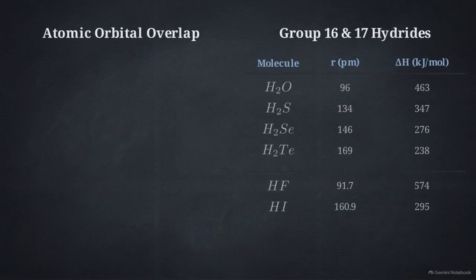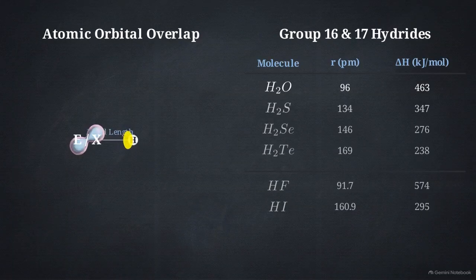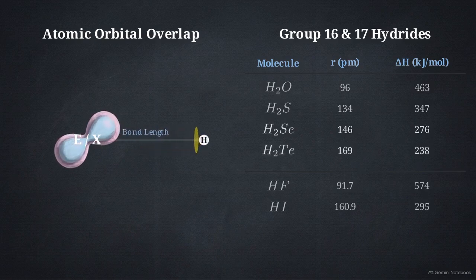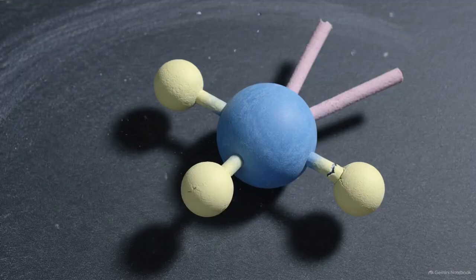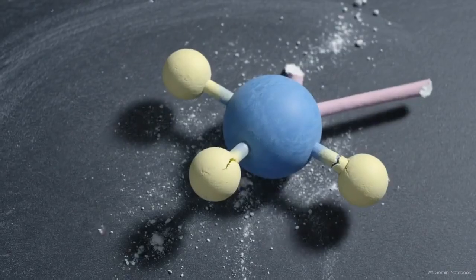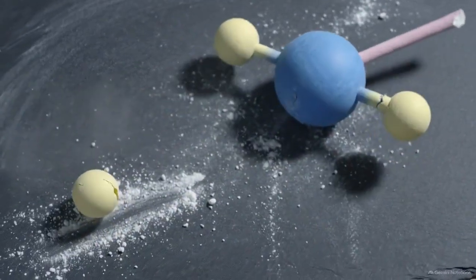Moving down their groups, hydrides and hydrogen halides follow specific physical trends. As the central atomic radius increases, the orbital overlap with small hydrogen atoms decreases. This reduced overlap leads to lower bond dissociation enthalpies and decreased thermal stability. Weaker bonds allow for the easier release of hydrogen ions, causing acid strength to increase down the group.